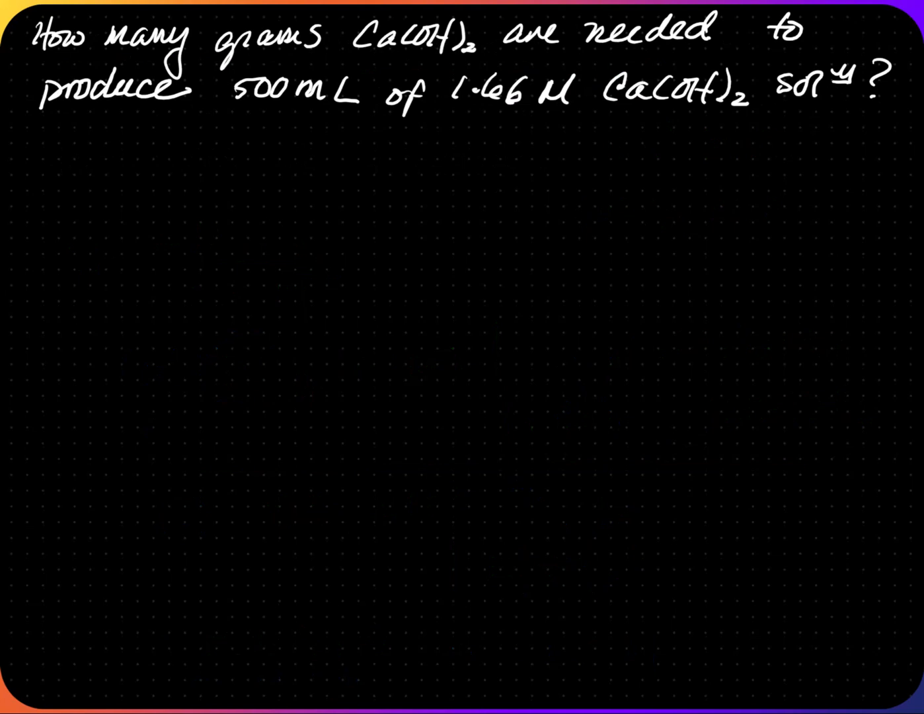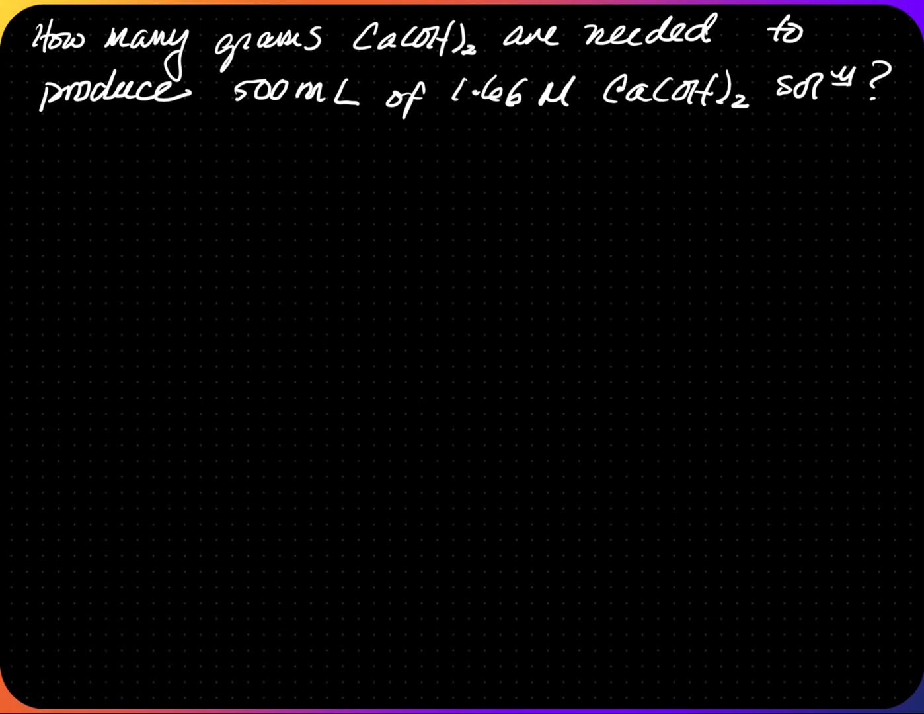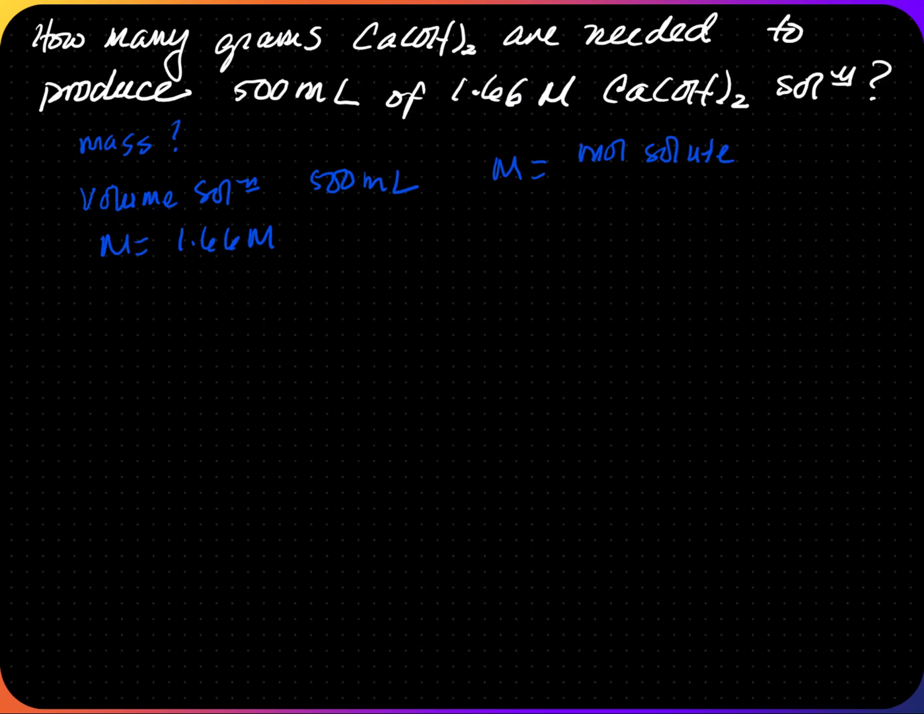Pause the video, try this problem on your own, and then check your answer. How many grams of calcium hydroxide are needed to produce 500 ml of a 1.66 molar calcium hydroxide solution? So if I identify the variables, we are looking for mass, which we don't know. My volume of solution is 500 ml, and I know molarity is equal to 1.66 molar. My formula for molarity is moles of solute, which is my calcium hydroxide, over volume of solution. So if I find the moles of the solute, I could find the mass of calcium hydroxide using molar mass.